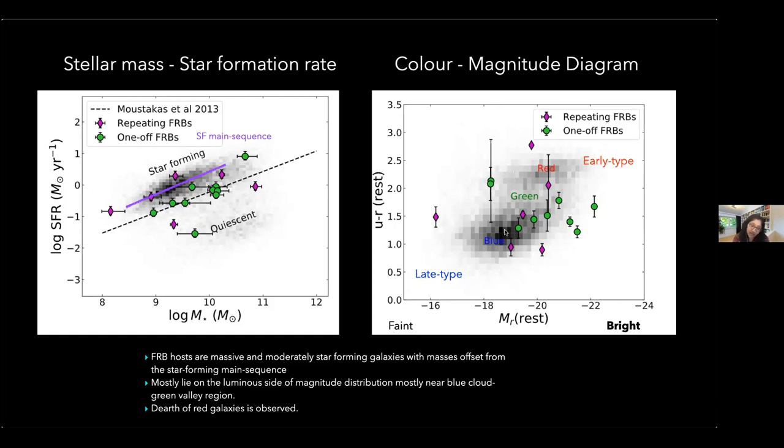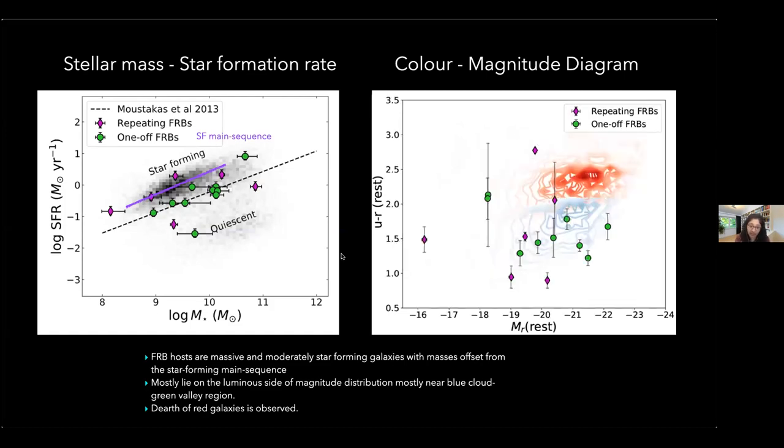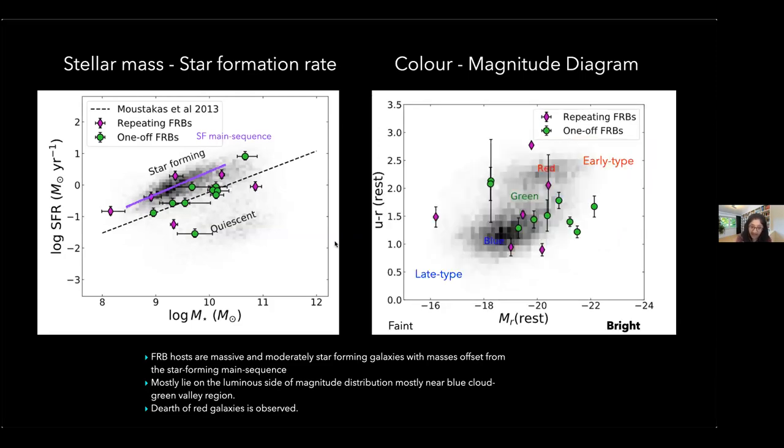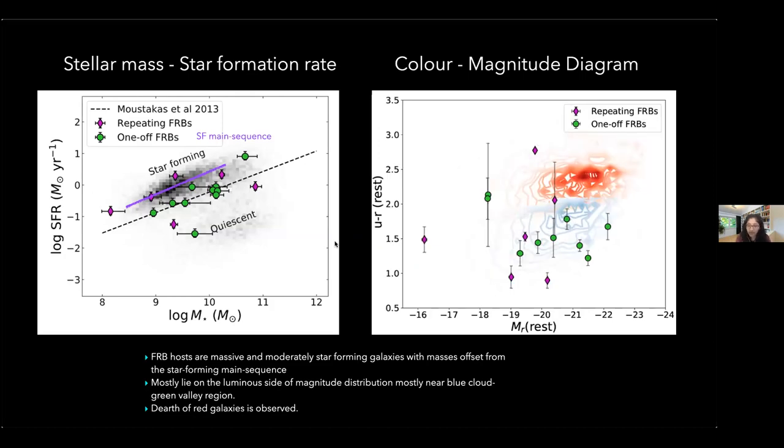As you can see, the hosts of FRBs appear to lie on the luminous side of the absolute magnitude diagram here, mainly near the blue cloud and the green valley region, where galaxies are expected to transition between the star-forming and quiescent systems. So here is the same color magnitude diagram, but what I've done here is taken the PRIMUS data, which was plotted in the background, and weighted that data with stellar mass. So where the first plot shows you where most galaxies are, this particular plot is a close approximation of where most stars are in the local universe.